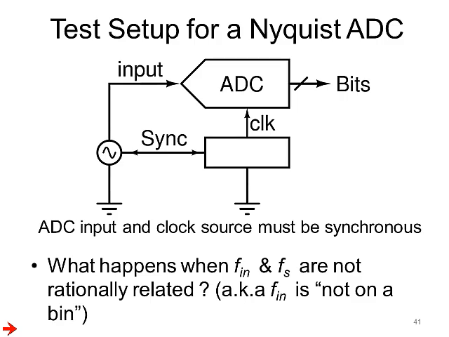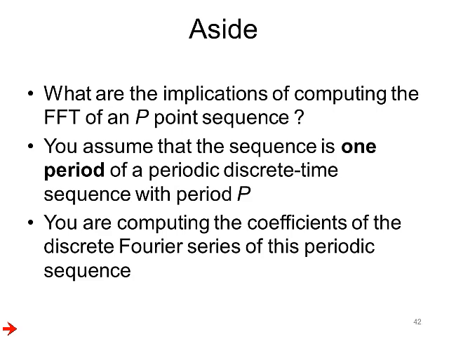and this leads to the obvious question of what happens if, I know they should be in sync, but what happens if they're not in sync? So in other words, the input and Fs are not rationally related. Before we get there, let's quickly remind ourselves of the implications of computing the FFT of a p-point sequence. Whenever I compute the fast Fourier transform of a p-point sequence, this is what I'm implicitly doing. I'm assuming that these p-points form one period of a discrete time periodic signal with period p.